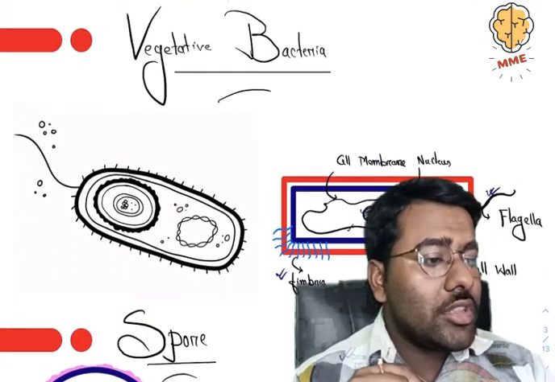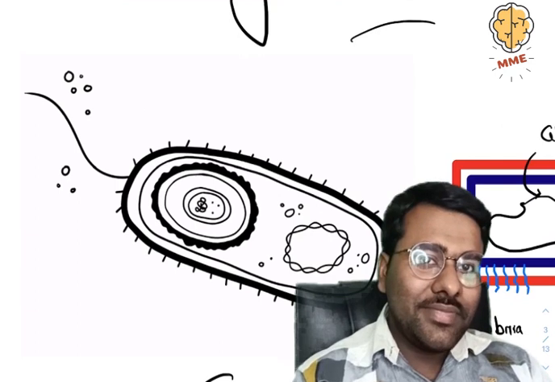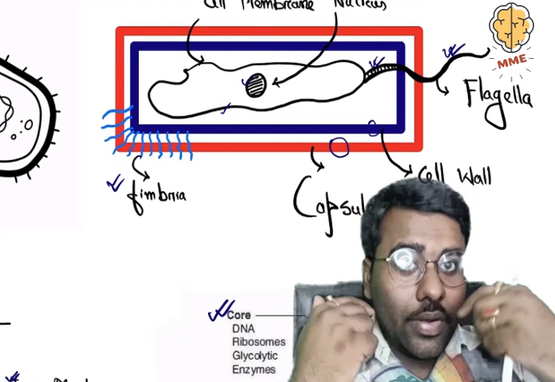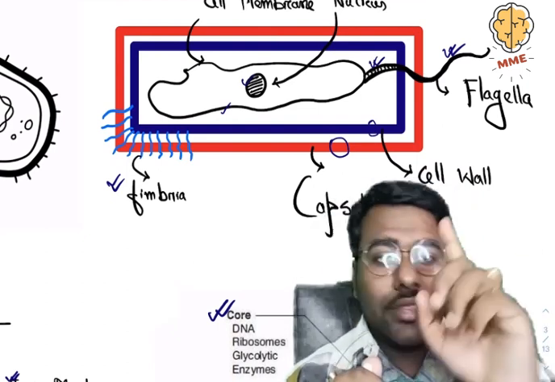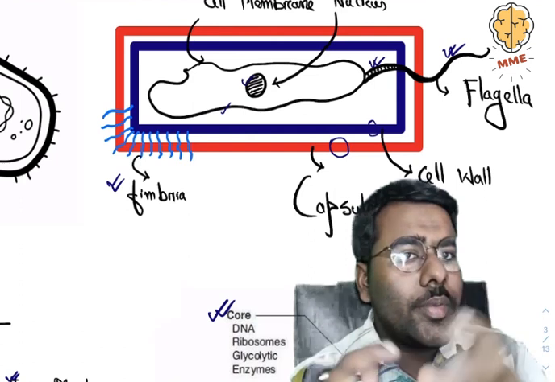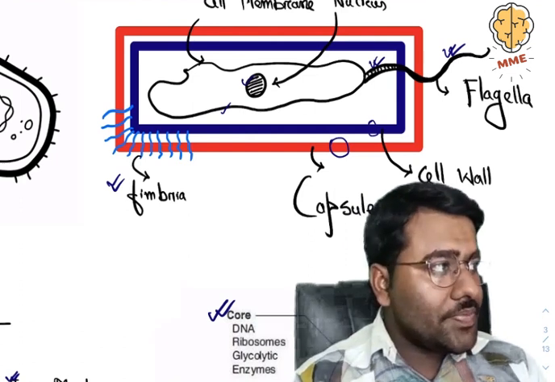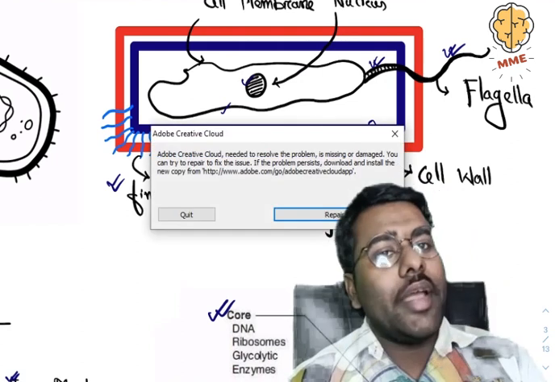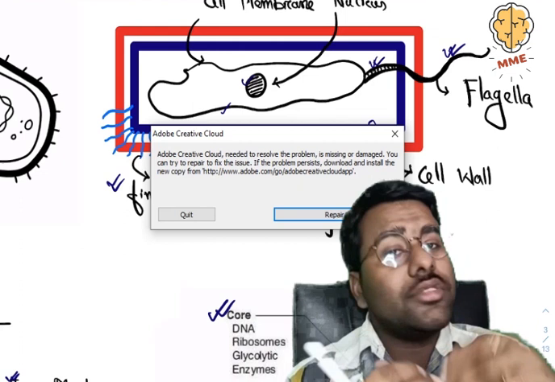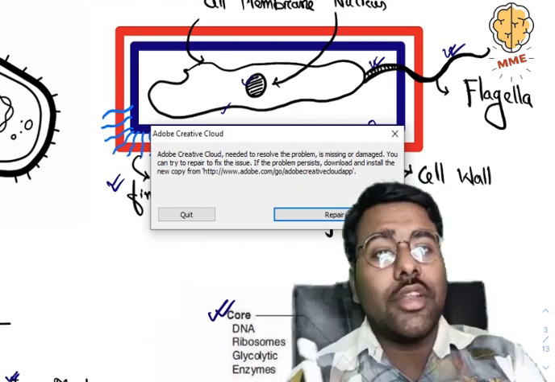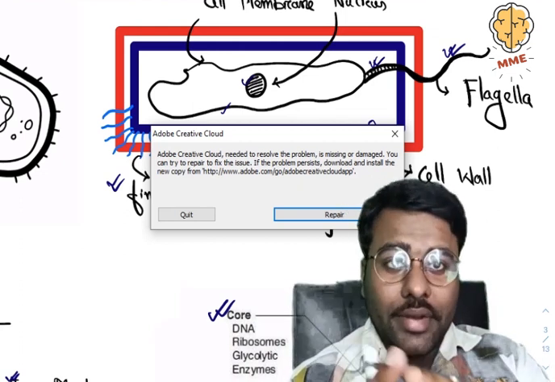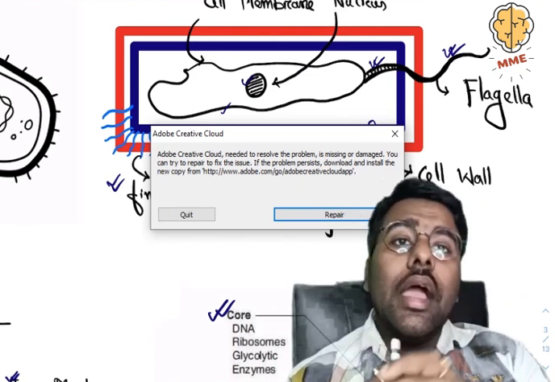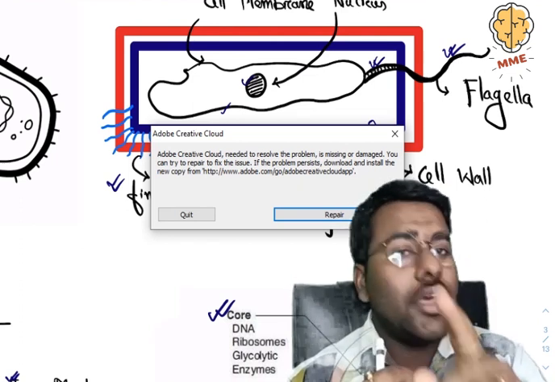So this is the vegetative bacteria image. How interesting. Let's color it. The outermost is the capsule. Again, the capsule is not present in all bacteria; some of the bacteria contain it. Next, just inside the capsule there is the cell wall, present in all bacteria. Inside the cell wall is the cell membrane, and inside it, the cytoplasm and nucleus. From the cell membrane, some bacteria contain flagella to locomote, and some bacteria contain fimbriae. They arise from the cell wall.